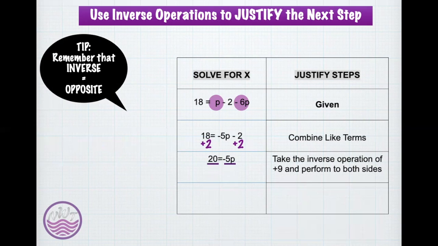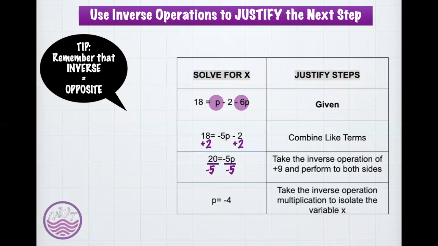Now I have 20 equals -5p. So I'm going to divide -5 to both sides. Remember, not just +5, -5. And p equals -4. So I took the inverse operation of multiplication to isolate the variable x.